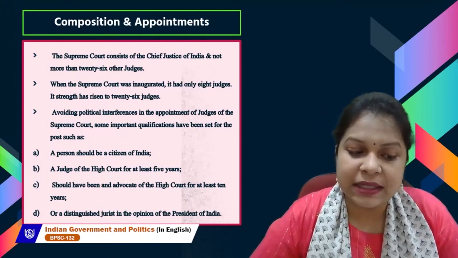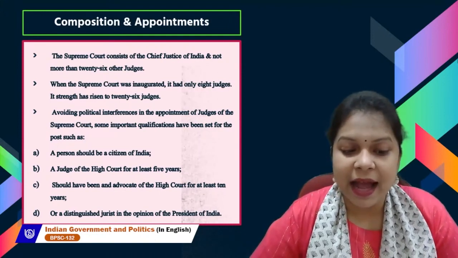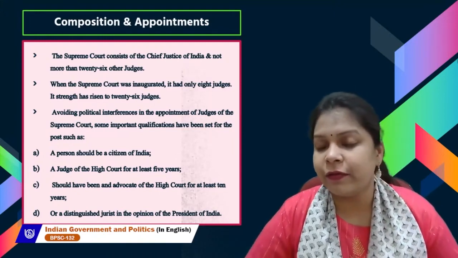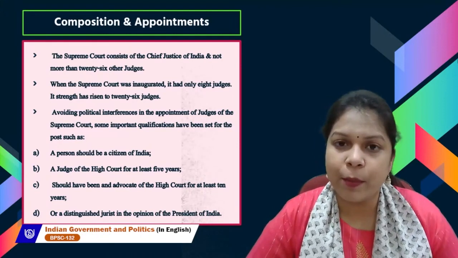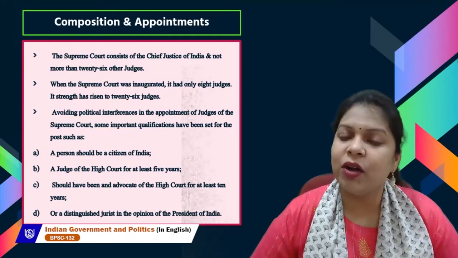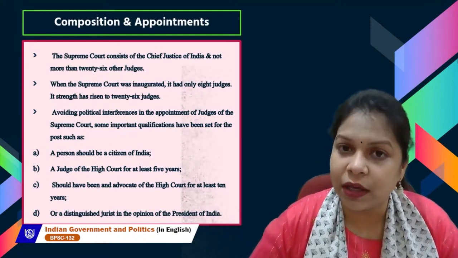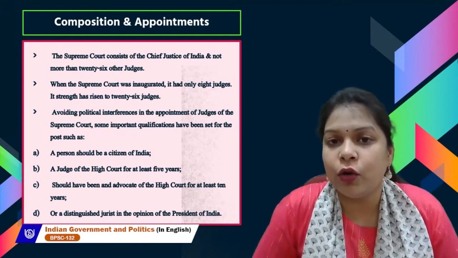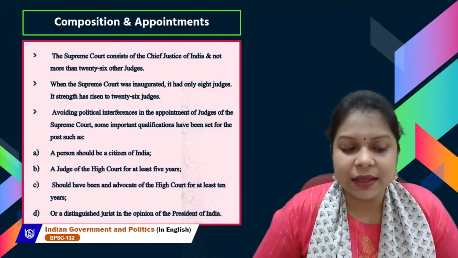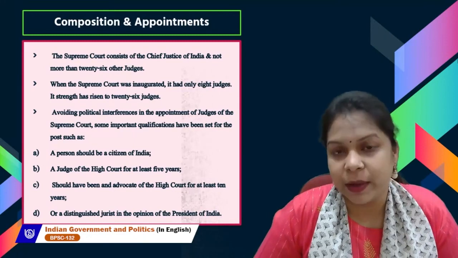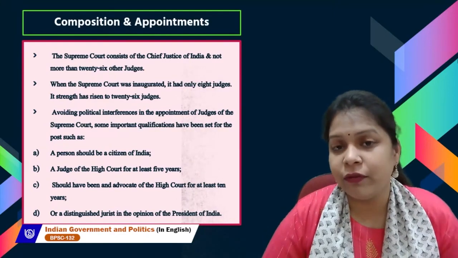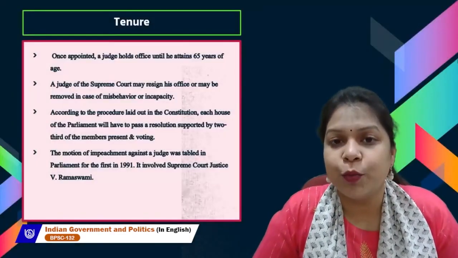The third qualification is that he or she should have been an advocate of the High Court for at least 10 years. So if a person is a judge in the High Court for 5 years, he or she can be appointed as the Supreme Court judge. If he is not a judge of the High Court, then if he or she is an advocate of the High Court for 10 long years, then also they can be appointed to the Supreme Court. Fourth one is a distinguished jurist in the opinion of the President of India. So all these are the criteria which need to be fulfilled by a person to become a Supreme Court judge.